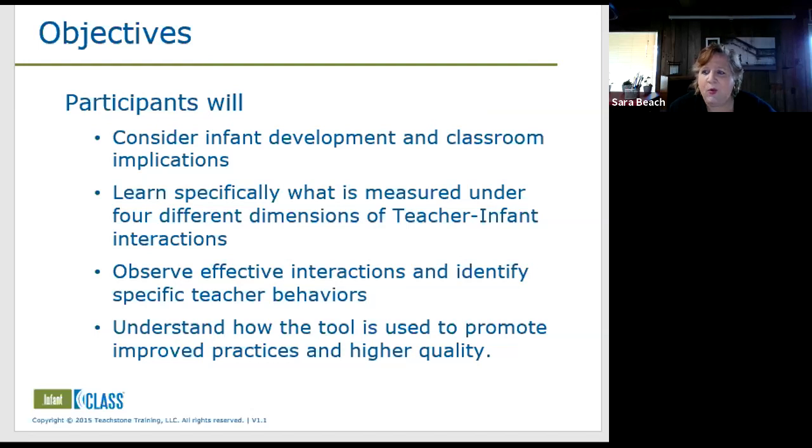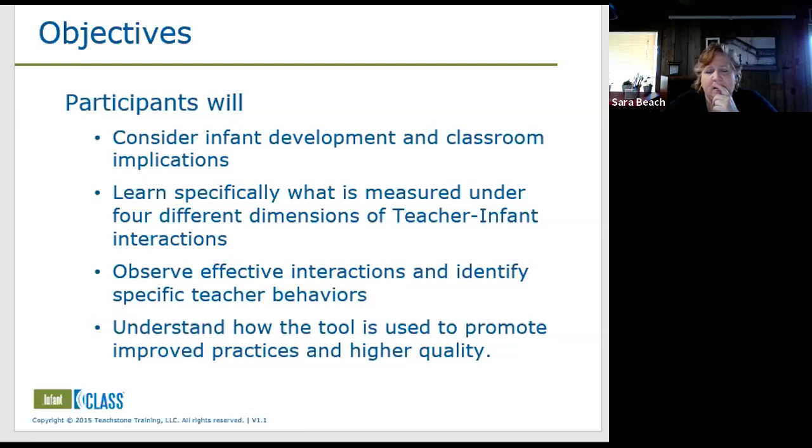teacher behaviors. If you have a piece of paper or a notebook where you can jot some notes, I would love for you to look at the definitions of the dimension that we're talking about, and then see if you can identify those behaviors when you do an observation of the teacher or when you watch a video. I'll help you to learn the different interactions and the different teacher behaviors that we're focusing on, and then we'll watch videos and see if you can identify those. And ultimately, the last one: understand how the tool is used.